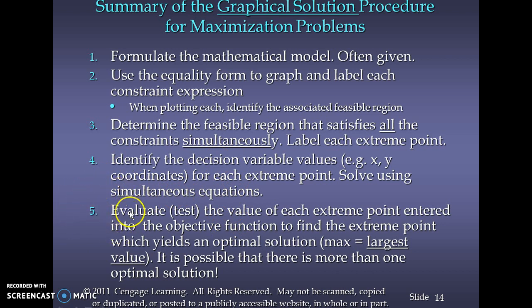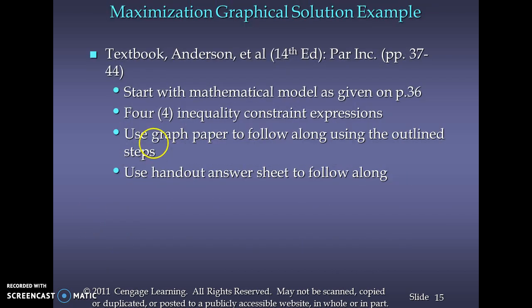And lastly, we're going to evaluate or test the value of each extreme point to find the extreme point that has the best solution. For instance, in the max is the largest value, min is the smallest value. It is possible there's more than one optimal solution, although I won't put you in that kind of situation for a test. All right, so let's begin to walk through this with regard to the Par Inc problem again, and I'll start some steps and take you through it.